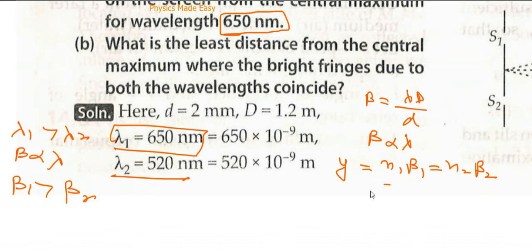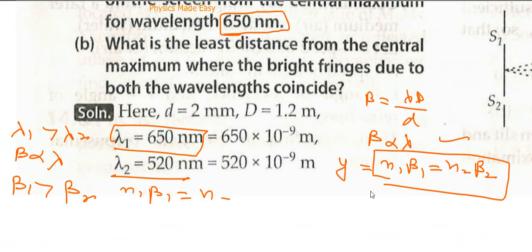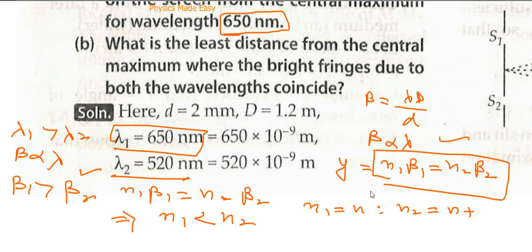And now, go by this relationship. In this case, beta 1 is greater than beta 2, and we are familiar with this relationship. This implies that N1 is lesser than N2. So if I take N1 equal to N, then the nearest possible position for the other is N+1. Now one may ask the question, why not N+2? Why not N+3? The word least is responsible. We have to find out the least distance.